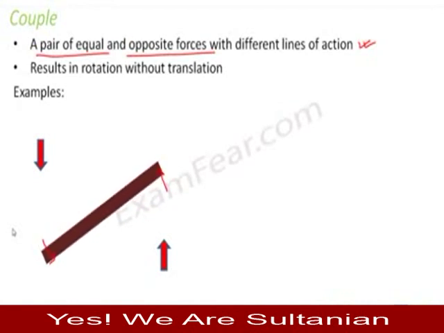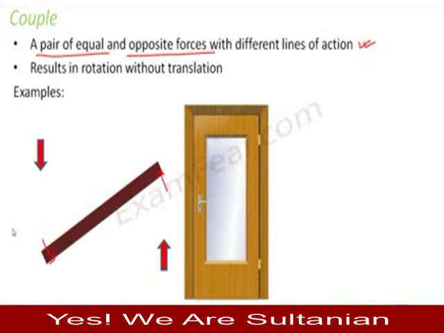So these kind of forces is known as a couple. That is a pair of forces. Couple is always a pair of forces which are equal and opposite, but they are acting along different lines of action. Right?